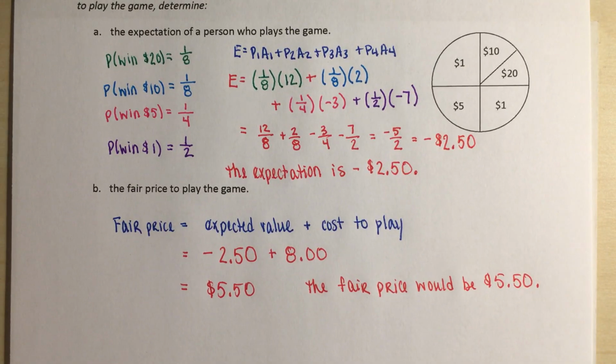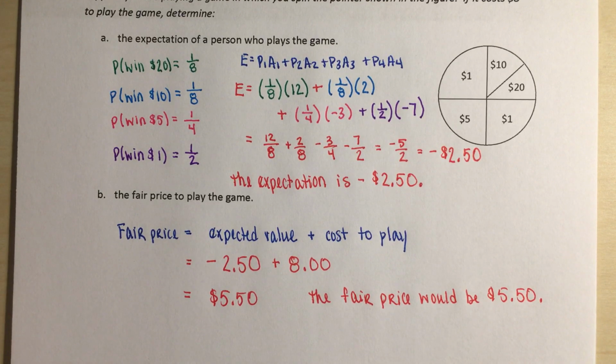So the majority of the work comes in calculating the expected value to begin with, and then for our fair price, we simply add our expected value plus our cost to play, and that will give us our fair price.